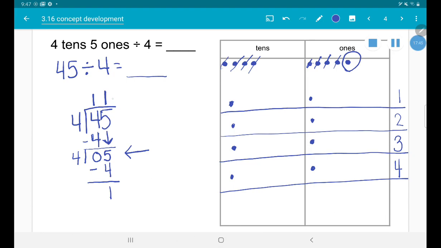So my answer is 11 with a remainder of 1. Is that what we got on our model? Yes. 1 ten, 1 one, and then we had 1 left over.